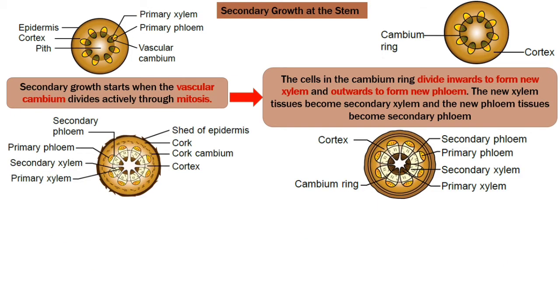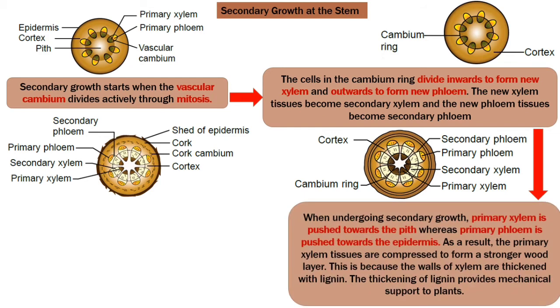Next, after that, when undergoing secondary growth, primary xylem is pushed towards the pith, whereas primary phloem is pushed toward the epidermis. As a result, the primary xylem tissue is compressed to form a stronger wood layer. This is because the walls of xylem are thickened with lignin, which is wood. The thickening of lignin provides mechanical support to the plant.